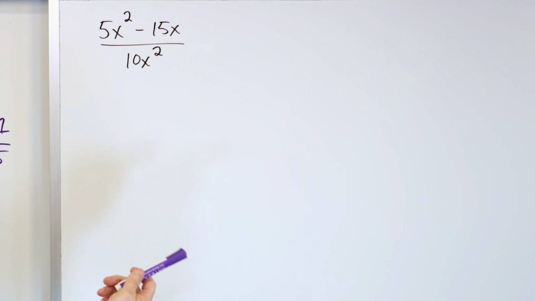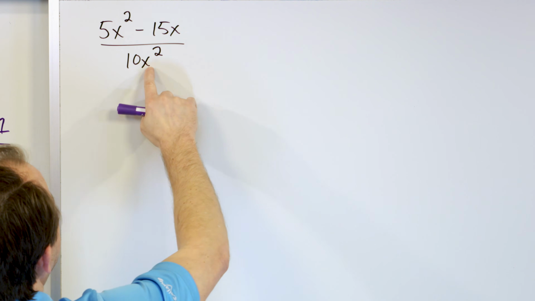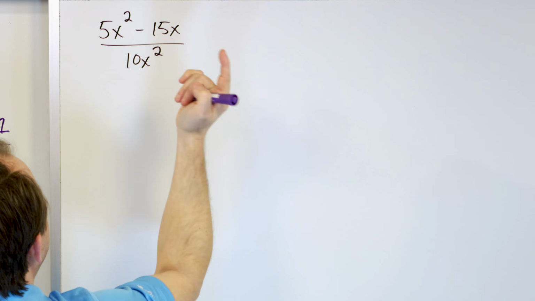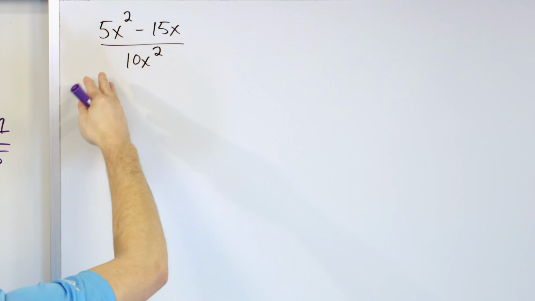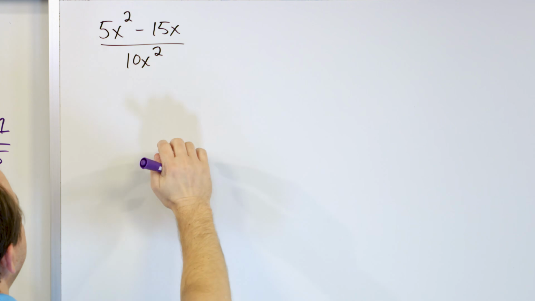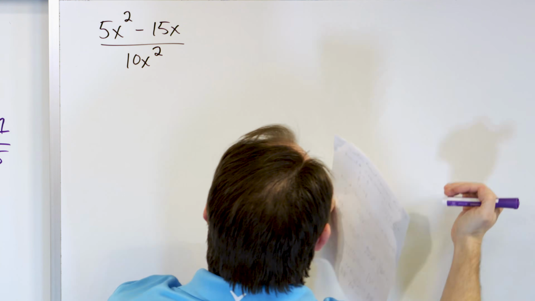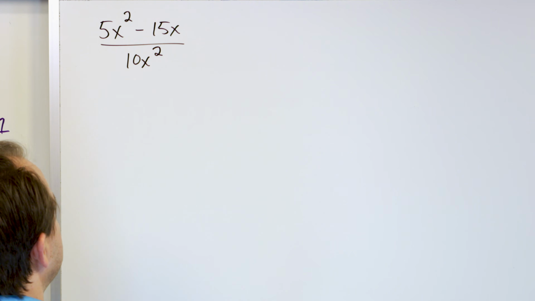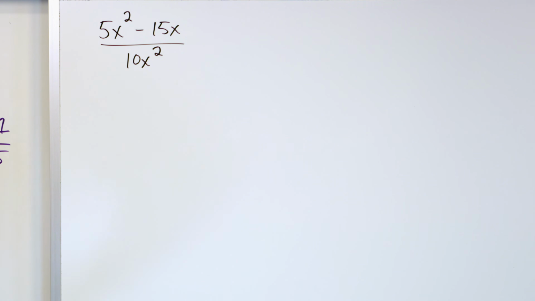Because you can't, for instance, right now start canceling the x squares and the x squares. Why? Because this is joined together by a minus sign. So the only time that you can be canceling terms in the top and bottom is if you have terms multiplied together in the top and terms multiplied together in the bottom. Then you're allowed to cancel those things. So again, let's do it by an example.